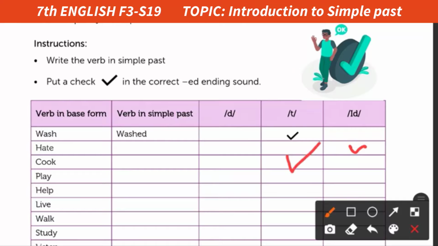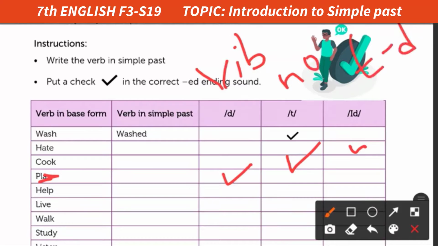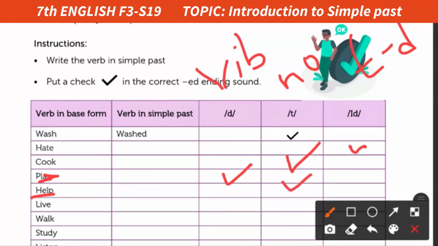Play, póngase los dedos ahí donde le dije y sienta la vibration. Play. Hay vibration. Para los que tienen vibration, el sonido es la D, ok? Acuérdese. Esto es para los que tienen vibration, este es para los que no tienen vibration y este es para los que terminan en T o en D. Otra practice. Help. No hay vibration, entonces termina en T. Helped.